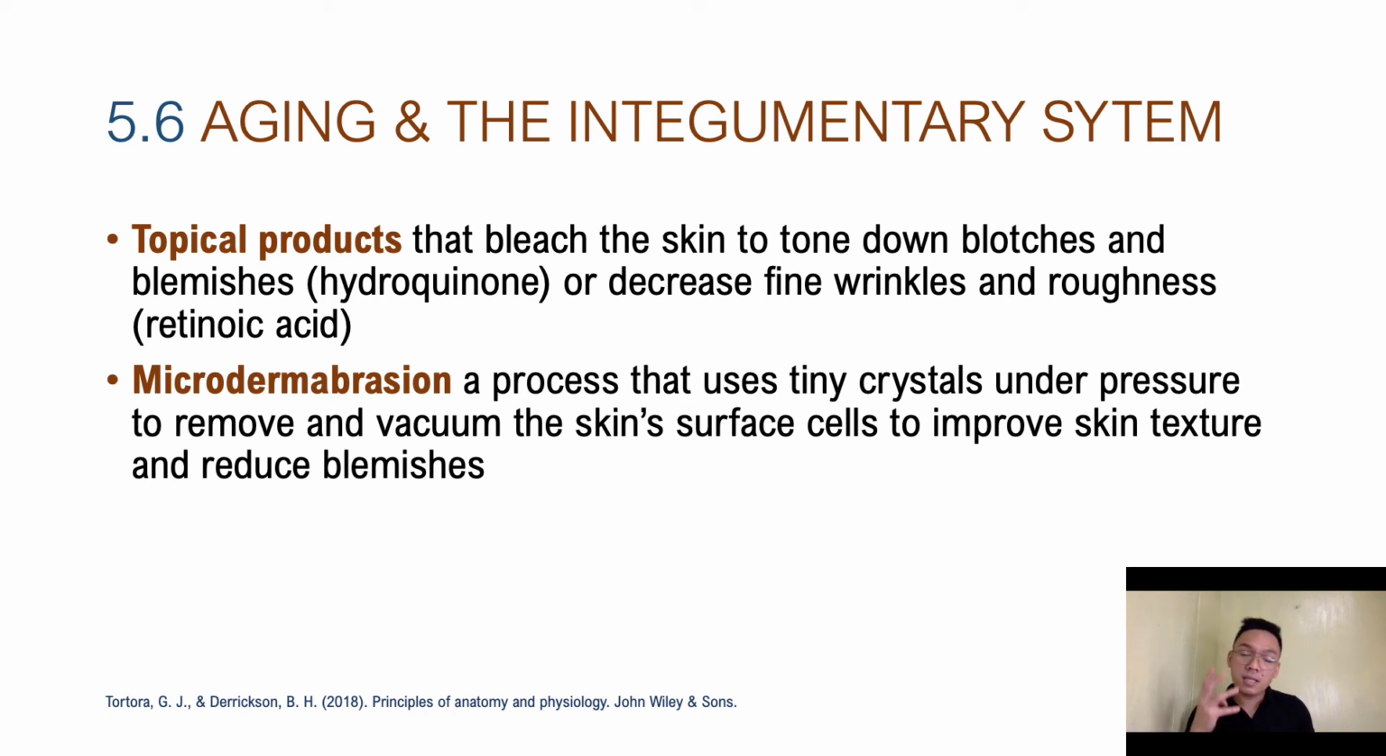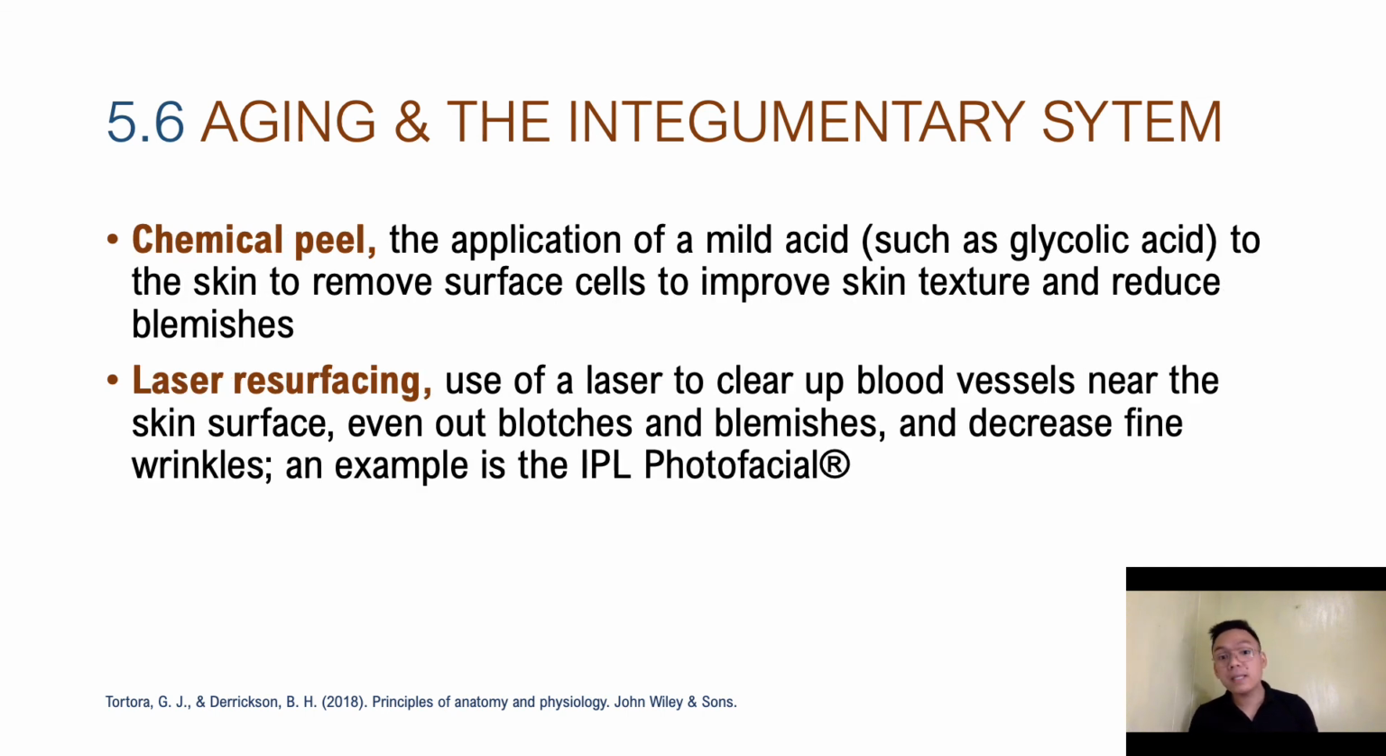Microdermabrasion. They use tiny crystals under pressure and then remove them with a vacuum to take off surface skin cells to improve skin texture and reduce blemishes. Chemical peels. Application of a mild acid such as glycolic acid to remove the surface cells to improve skin texture and reduce blemishes. Laser resurfacing. They use laser to clear up blood vessels near the skin surface, even out blotches and blemishes, and decrease fine wrinkles.